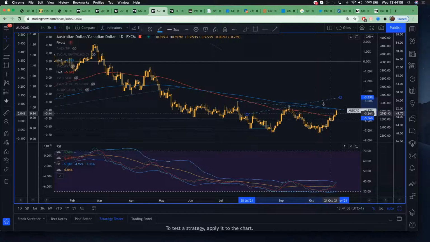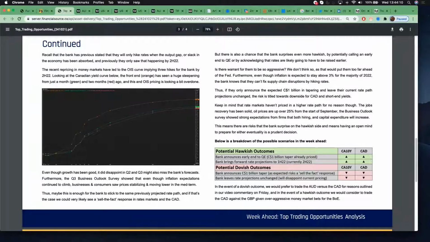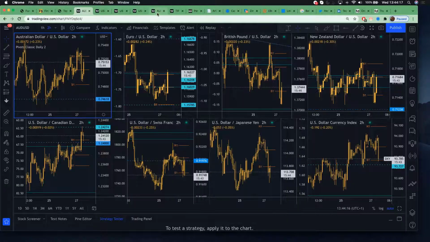So if we saw a dovish Bank of Canada, if they announce a 1 billion taper but leave rate hike projections unchanged, then look at the Aussie CAD. That could be a great opportunity.